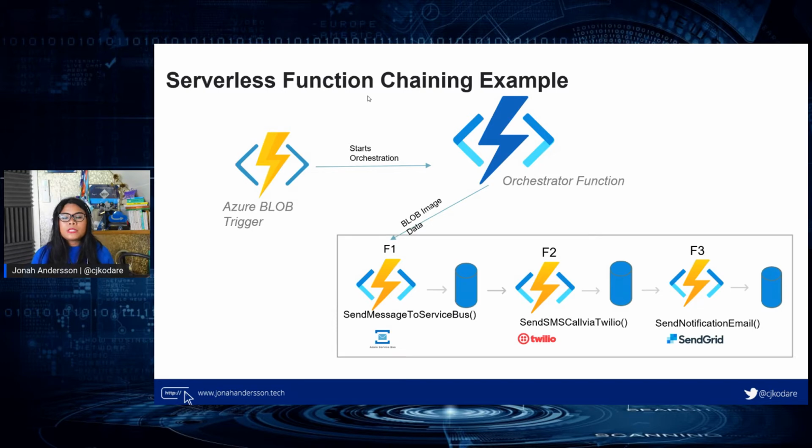This is just a simple example that shows that Durable Functions can be integrated with other services in Azure, like Azure Service Bus, and other external APIs like Twilio and SendGrid, to do other tasks like sending emails, sending SMS, and making calls for us.